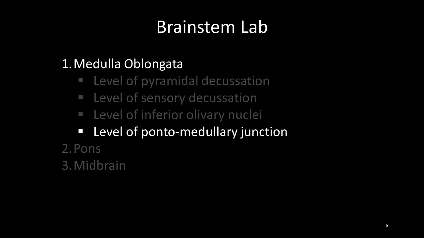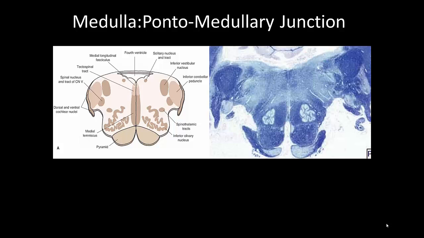So the last section that we're going to look at in the medulla is going to be at the level of the pontomedullary junction. At this level, we can see our lovely pyramidal corticospinal tracts, once again in that most anterior portion of the medulla. And we can also see just the superior tip of our inferior olivary nuclei at this location as well.